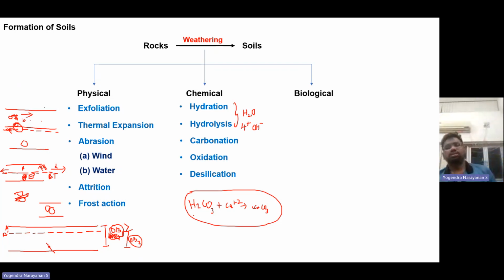And oxidation is essentially the addition of oxygen, for which one of the best examples will be the decomposition of organic matter, which will also fall under biological aspects, and hence these two are related to each other. Oxidation, in the case of biological aspects, is known as decomposition. And desilication is the removal of silicate ion.